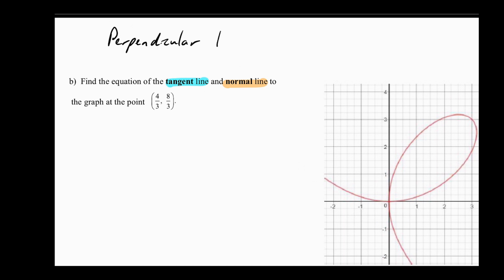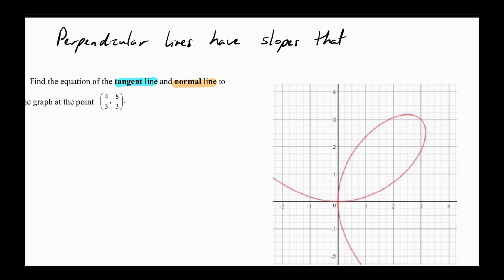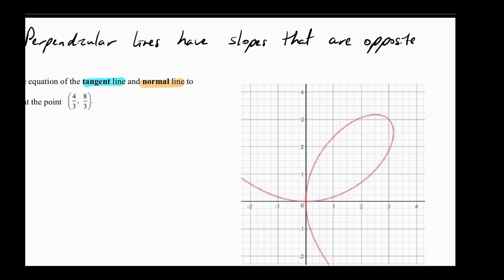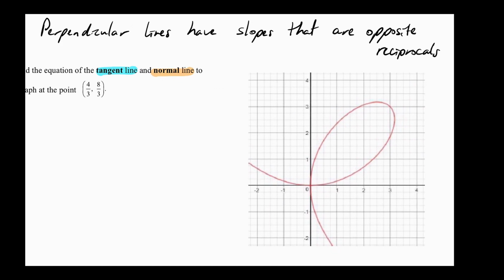Perpendicular lines have slopes that are opposite reciprocals. Opposite reciprocals. Okay, parallel lines have the same slope, but perpendicular lines have slopes that are opposite reciprocals.